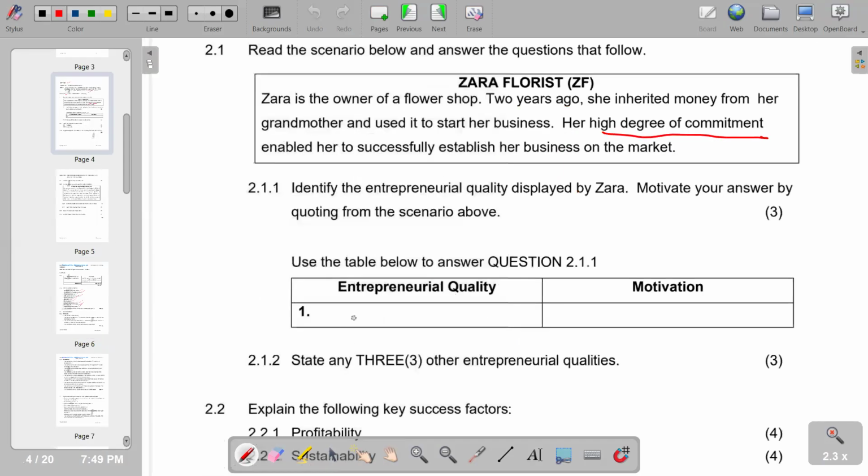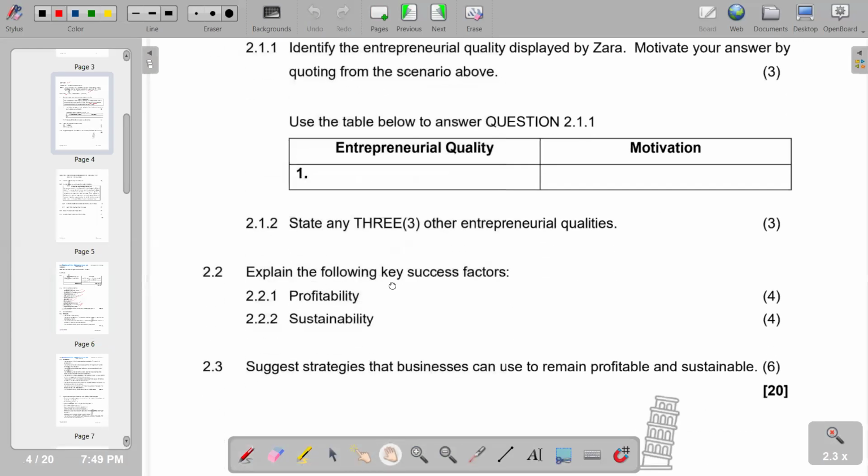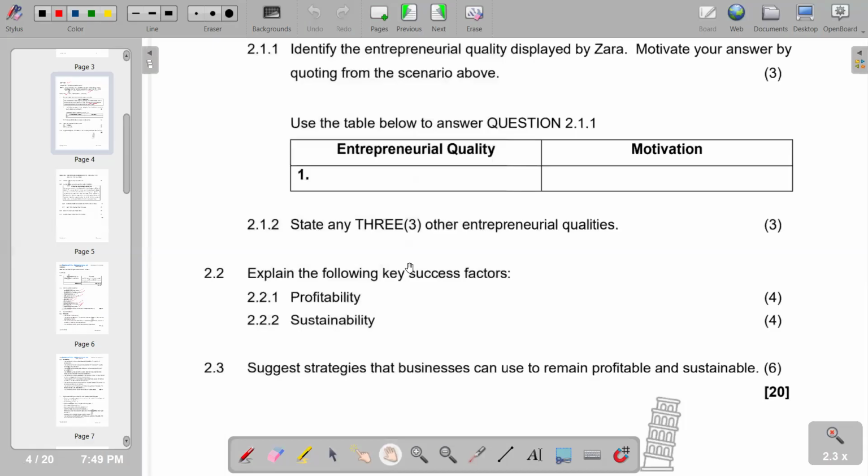Next question reads, explain the following key success factors. Explain the following key success factors. And we know that our key success factors, they provide a strategic framework for achieving competitive advantage in long-term growth. So these are some of the key success factors whereby we got profitability and sustainability.